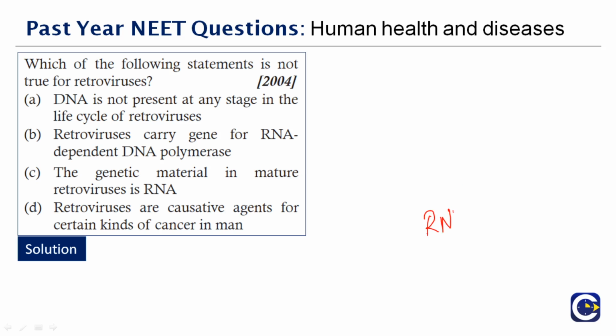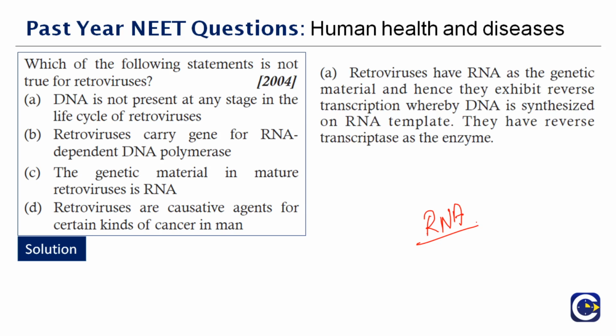They have RNA as their genetic material, and they exhibit reverse transcription whereby DNA is synthesized on an RNA template, and this process is helped by the enzyme called reverse transcriptase. Therefore DNA is there, it's not that DNA is absent. Therefore the right answer is option A.